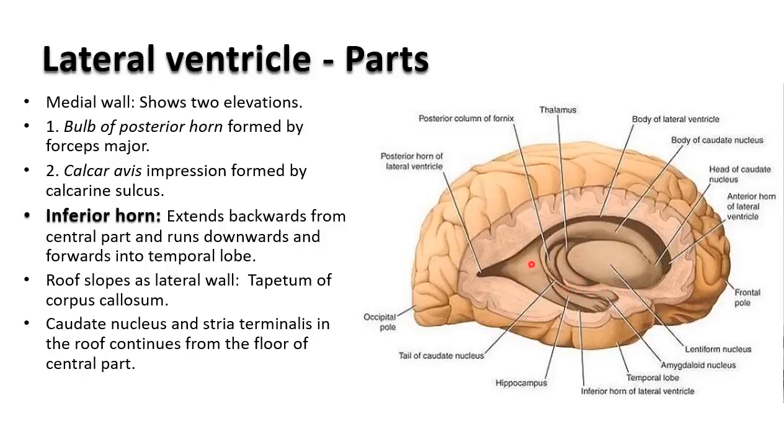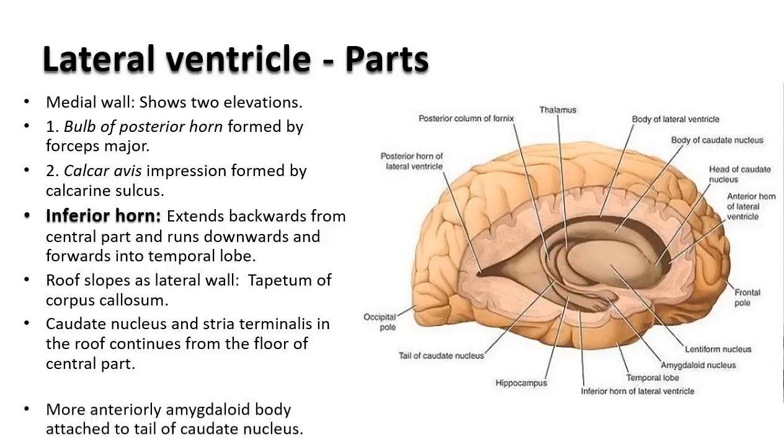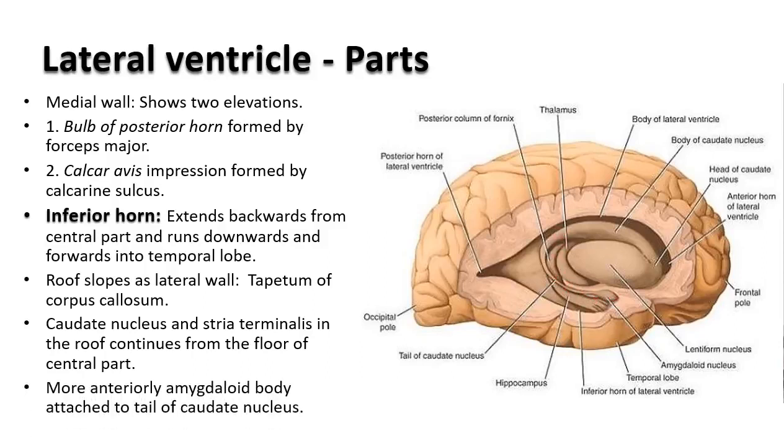We have already seen the stria terminalis on the floor of the central part, which separates the caudate nucleus from the thalamus. The stria terminalis and the thalamostriate vein, which we have already seen in the floor of the central part of the lateral ventricle. So the stria terminalis, tail of caudate nucleus and amygdaloid nucleus we are seeing in the roof of the inferior horn. All these structures continue from the floor of the central part, and as I told you, you have the amygdaloid body attached to the tail of the caudate nucleus.